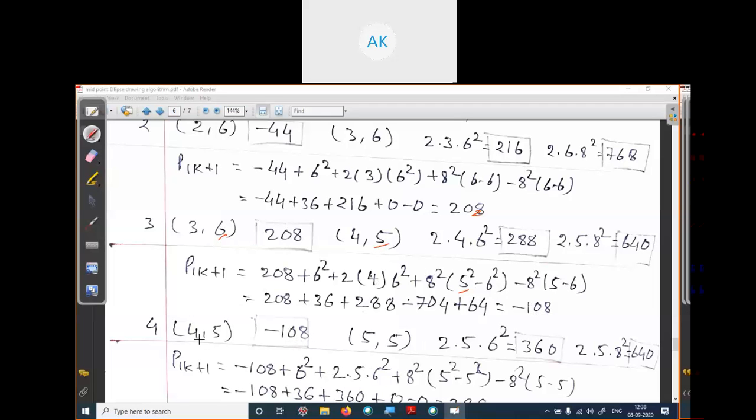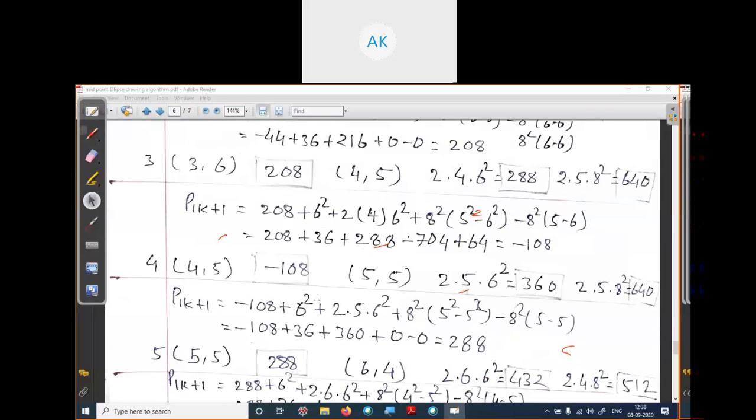This value is negative, means x will change with unit interval, 4 plus 1 is 5, and yk plus 1 will be yk, which is 5. Again check this condition, 364. When you calculate, you will get 364, and here you will get 640. Again it is less than this, means you are still in region 1. Calculate for the next iteration in region 1.